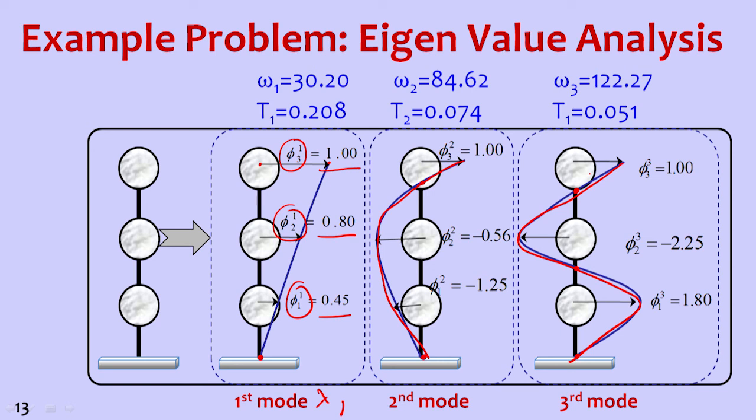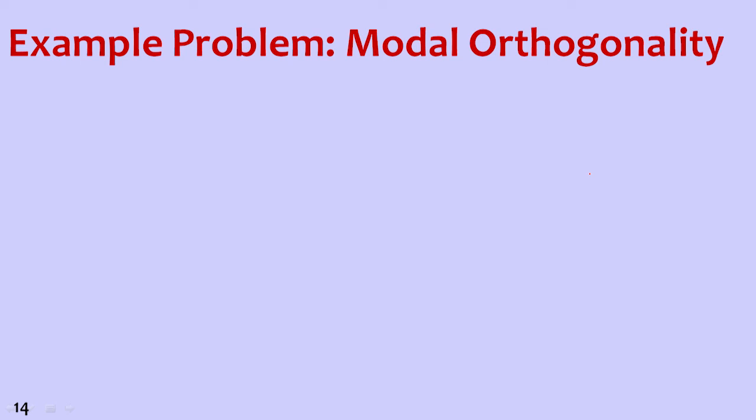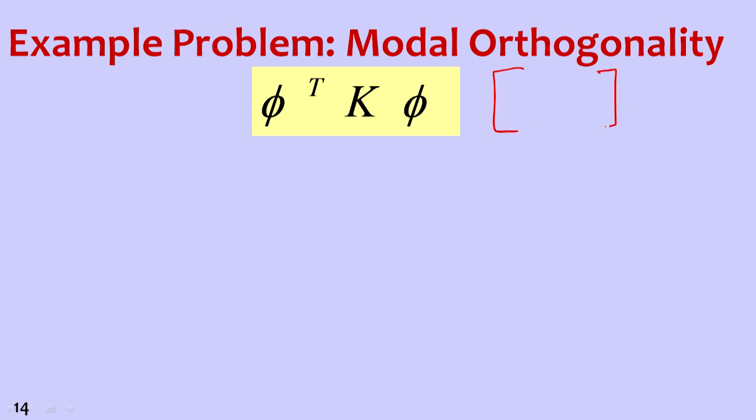Now let us see how to check the orthogonality of an eigenvector. When we have to define the modal orthogonality of a matrix, we have to prove that phi transpose k phi should be a diagonal matrix. What is a diagonal matrix? A diagonal matrix means we only have diagonal elements with some non-zero values, and all the rest of the values are 0. So if we can prove this, we can say that the phi matrix is orthogonal.